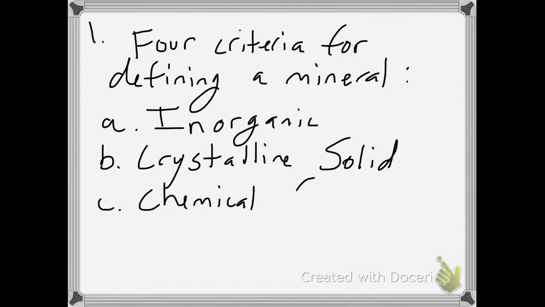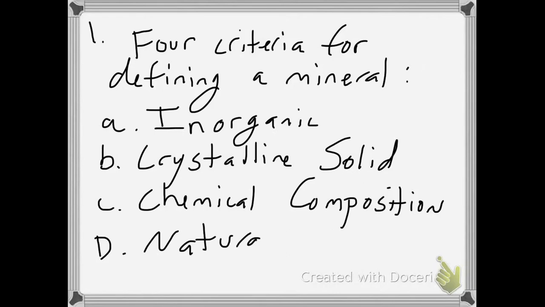Number 3, minerals have a definite chemical composition, such as H2O. And the 4th criteria for defining a mineral is that minerals are naturally occurring. And this does include moon rocks, or rocks that are found on the moon.